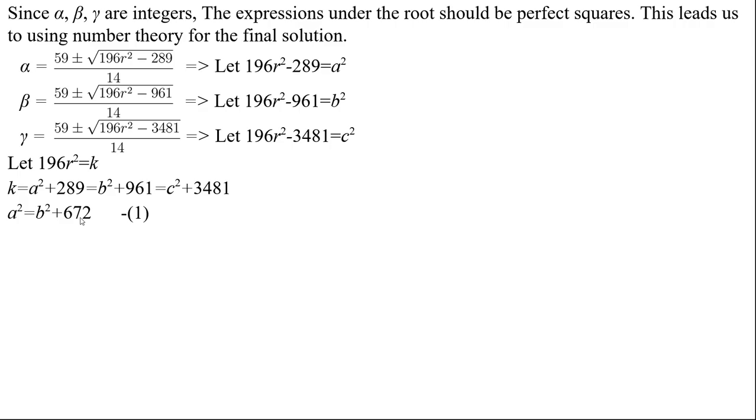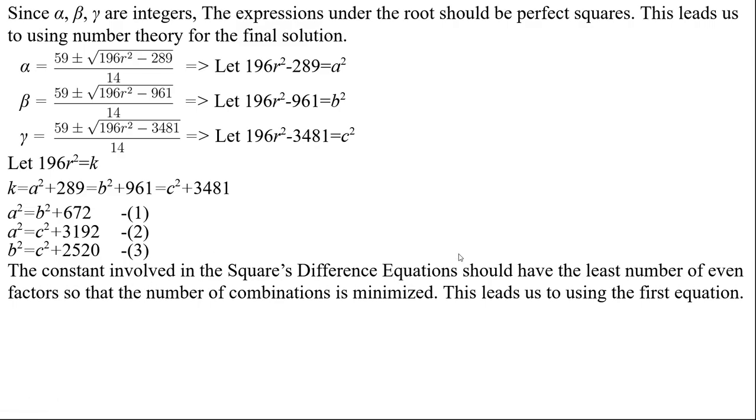I basically transposed these constants. So a squared is equal to b squared plus 672. I basically equated these two, and then I subtracted 289 on both sides. And then this is how we just take this part and this part and equate it. Get that equation, and similarly we equate these two, we get this equation.